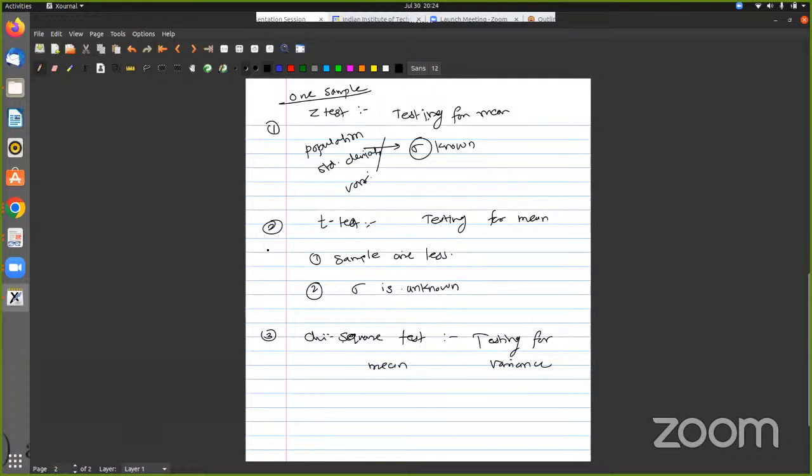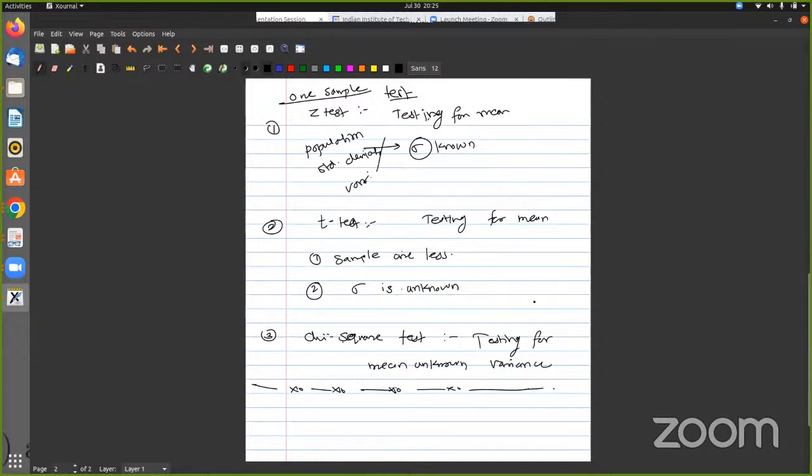This chi-square test is a one sample test, right? Chi-square test, one sample test. So we are testing for variance, and here mean is unknown, right? Then these are the, I think, 3 tests given for one sample test, right?